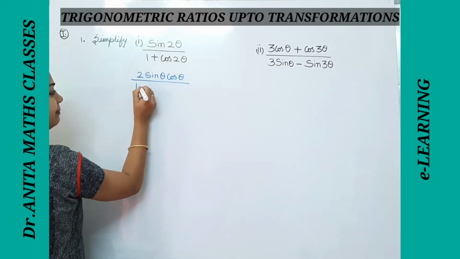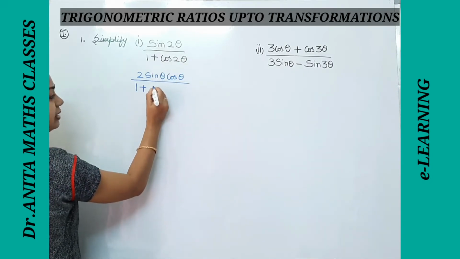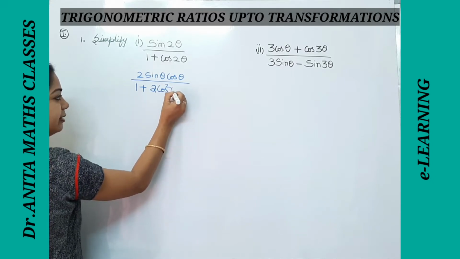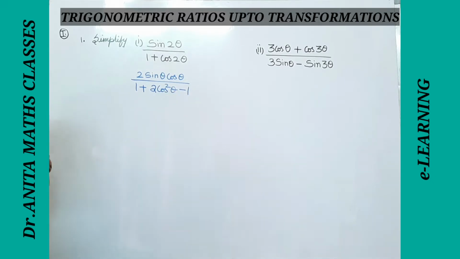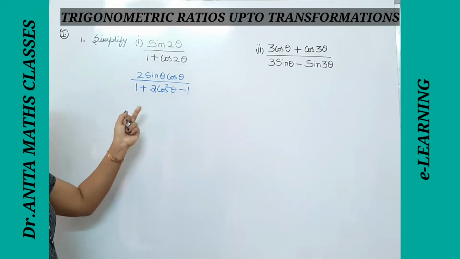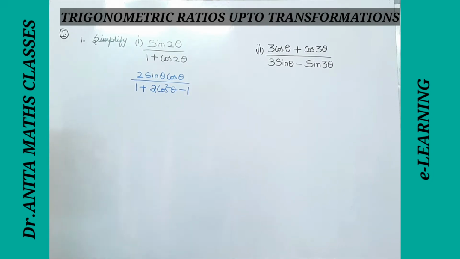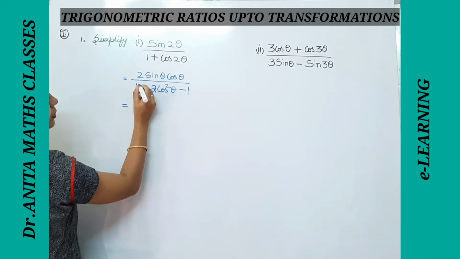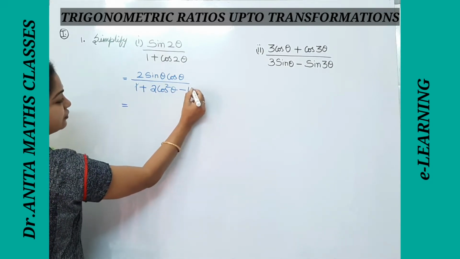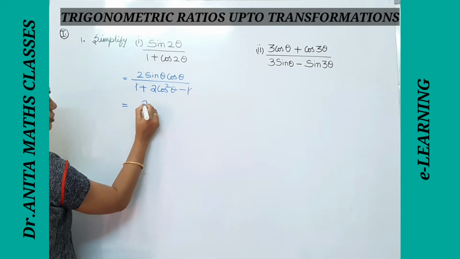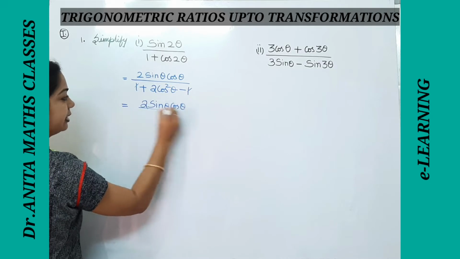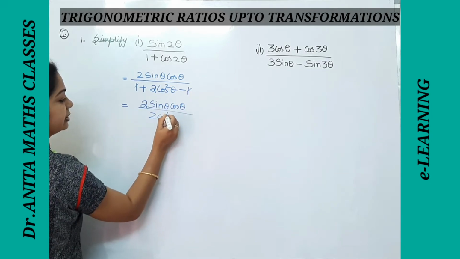Okay, 1 plus cos 2 theta, let me write it as 2 cos square theta minus 1. Or else we can even write 1 minus 2 sine square theta also. So let's start with this. Here 2 sine theta cos theta, and below 1 plus 1 minus 1, the 1 and minus 1 go off. Here it comes 2 sine theta cos theta divided by 2 cos square theta.